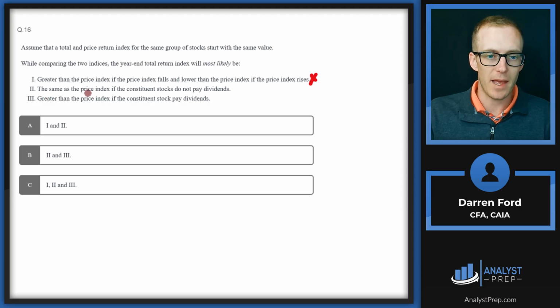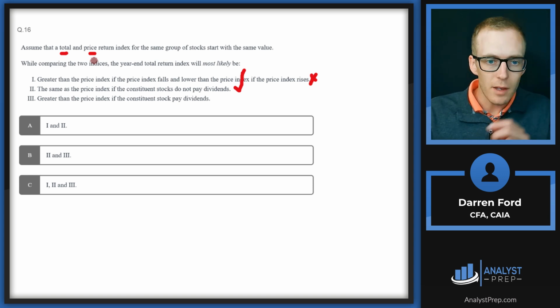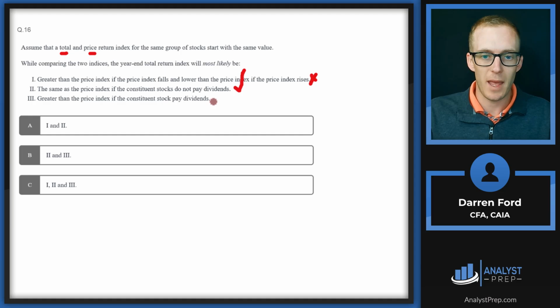2. The same as the price index if the constituent stocks do not pay dividends. That will be correct. If there's no dividends included, then there's no difference between total and price return. It just ends up being ending price over beginning price. And then 3. Greater than price index if the constituent stocks pay dividends. That's also going to be correct.